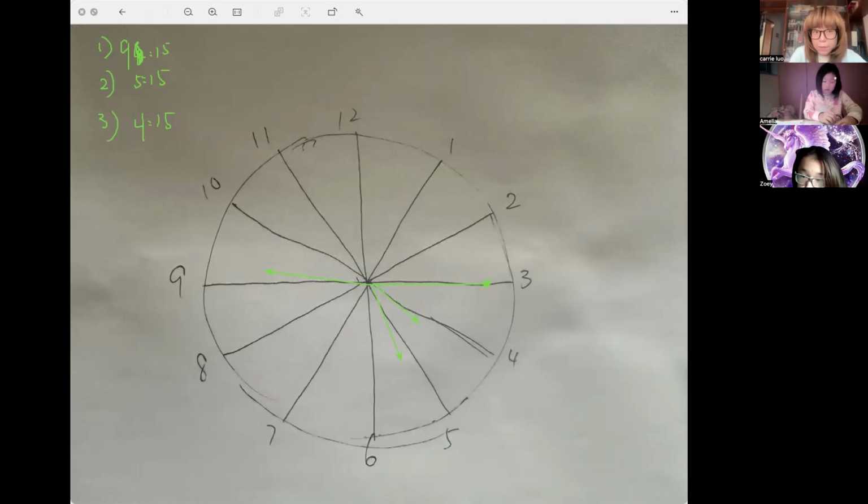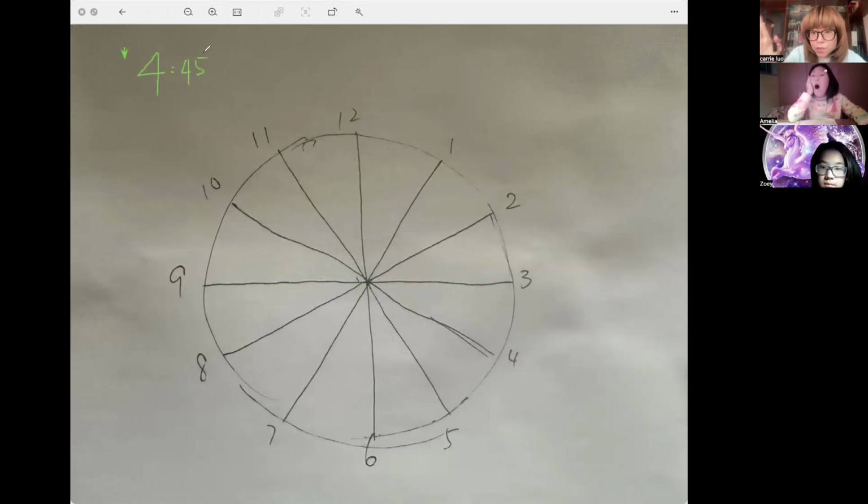Very good. Okay, so everybody, can you directly tell me what is the degree of 3:15? 7.5. Yeah, 7.5. Very good. Good job. Okay, so now let's move forward. Let's see. So now, what is the degree of 4:45? Okay, everybody, the same. Just find where you put the minute hand first and find out where you put the hour hand and then just put them together.